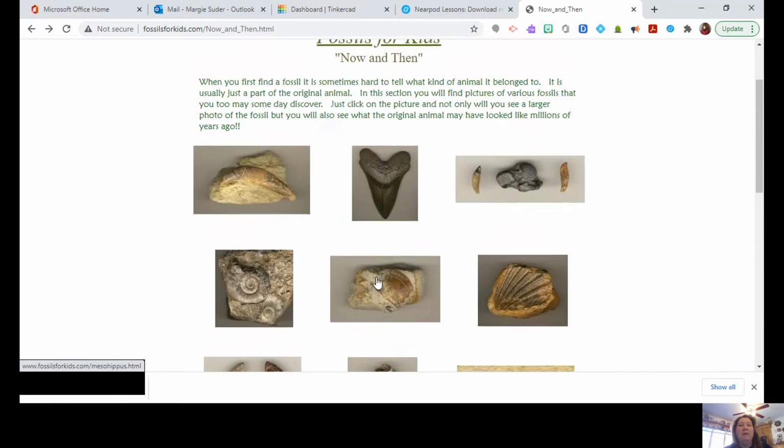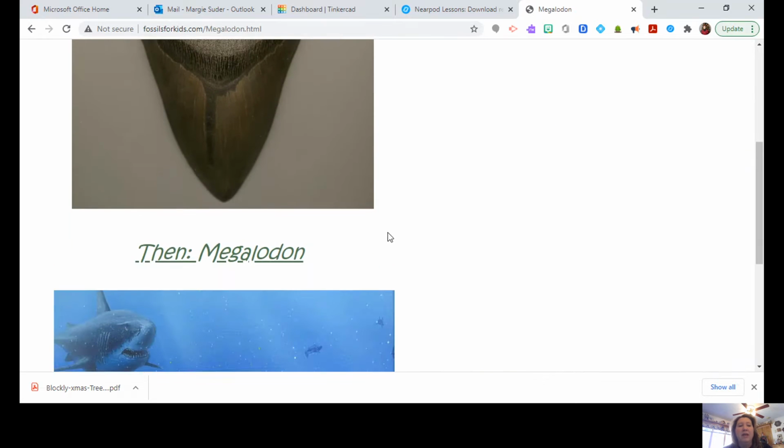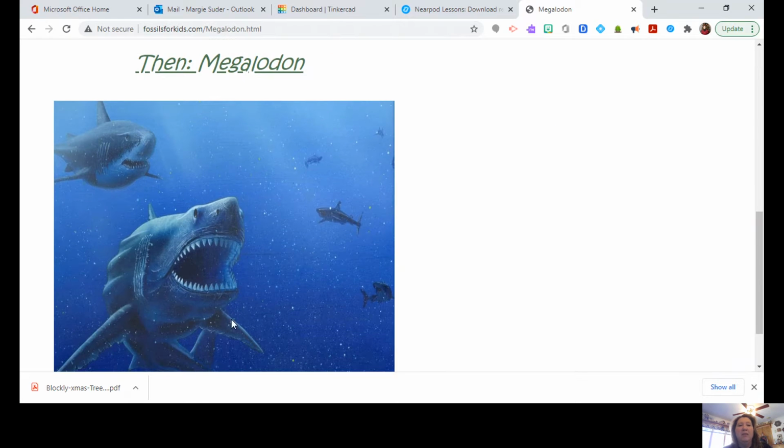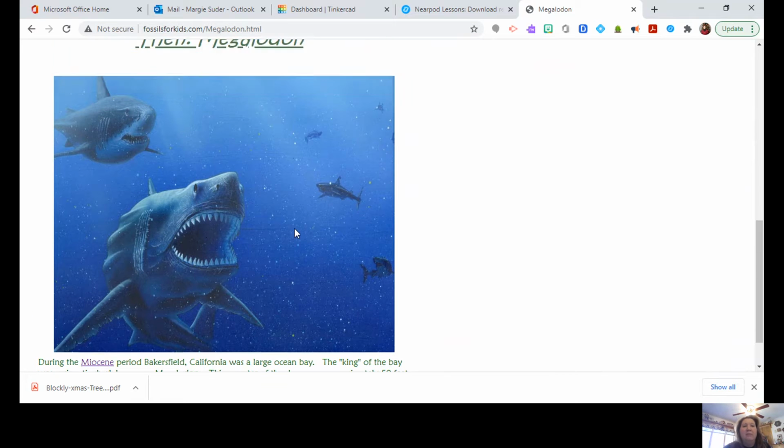Now I know one that everybody really loves is looking at this one. Okay, this one right here is a large shark tooth. And it actually came from the megalodon. And it tells you down here that the megalodon was 50 feet long, and each of its teeth were 6 inches long. So if you think about a ruler, I'm looking at my 6-inch ruler here, that tooth would have been that long. Now, I know I wouldn't have wanted to get eaten by that. And the megalodon ate things like whales and sea lions, so it tells you a little bit about it.